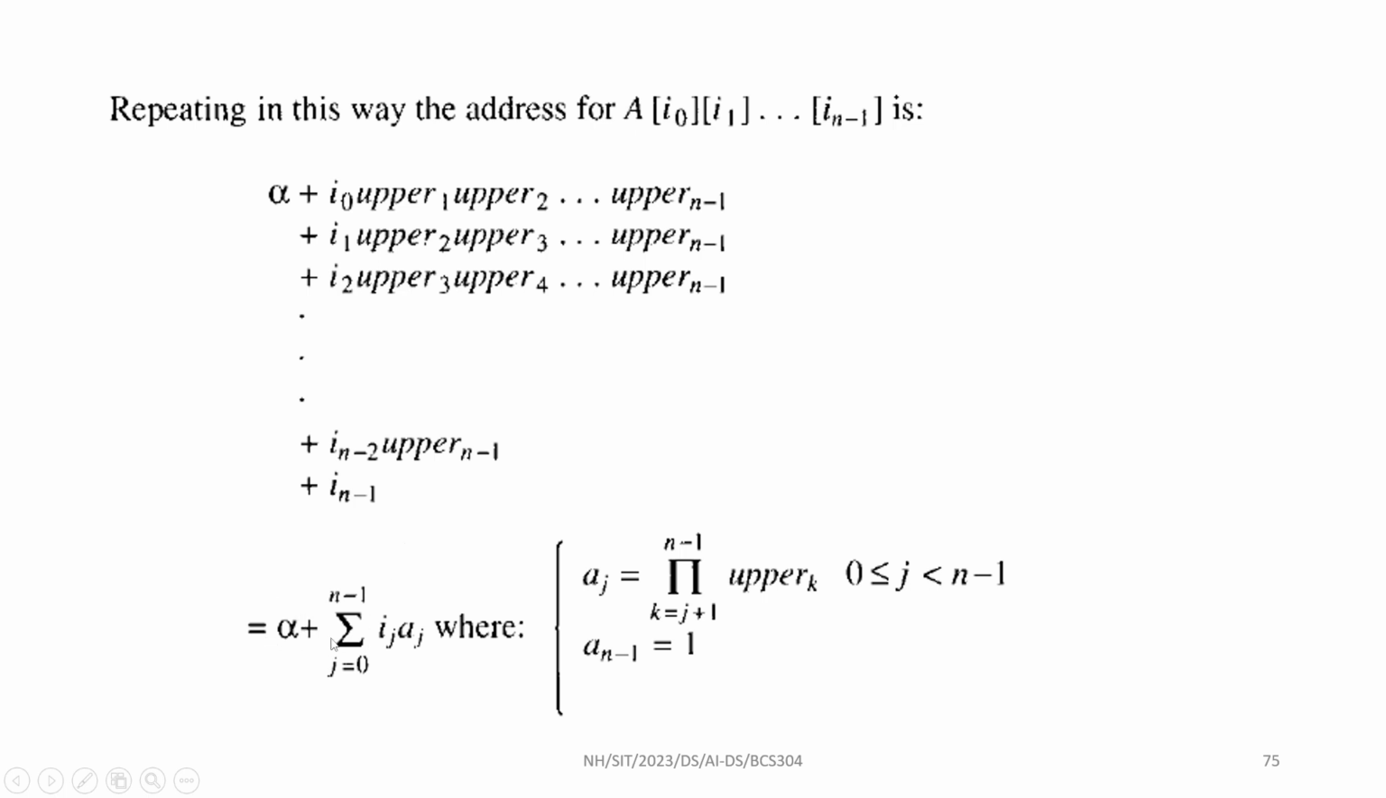The generalized formula is alpha plus sigma over j from 0 to n minus 1 of i into a j, where a j is equal to the product of the upper bounds and a n minus 1 is equal to 1. That's all about multidimensional arrays. Thank you.